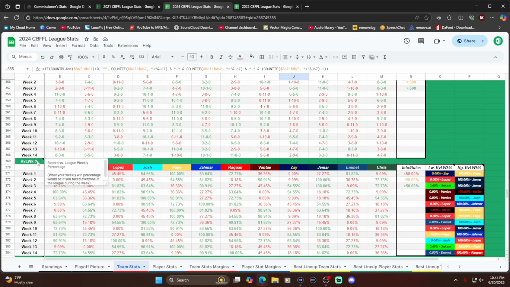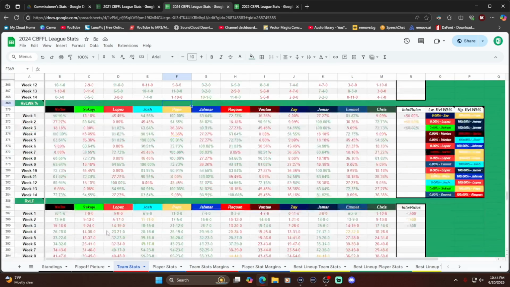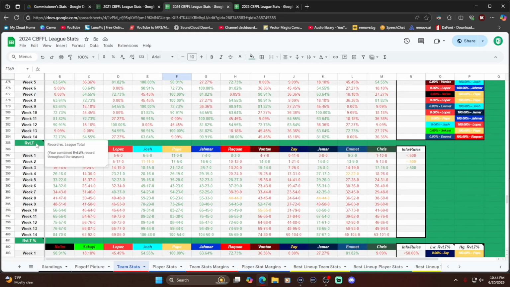And now over here, you have record versus league weekly percentage. What is this? It's just what your weekly win percentage would be if you faced everyone in the league during the week. So it's just your win percentage of this. Now we have record versus league weekly total. What is that? Your combined record versus league weekly record throughout the season.